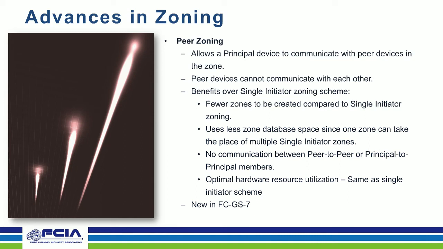And the benefits of peer zoning over single initiator, single target zoning is that fewer zones need to be created, which uses less zone database space, since one zone can take the place of multiple single initiator zones. And no communication is allowed between peer-to-peer or principal-to-principal members, which results in optimal hardware resource utilization, because you're not programming unnecessary peer-to-peer or principal-to-principal ACL entries. Peer zoning was introduced in FC-GS-7, which was a few years ago.